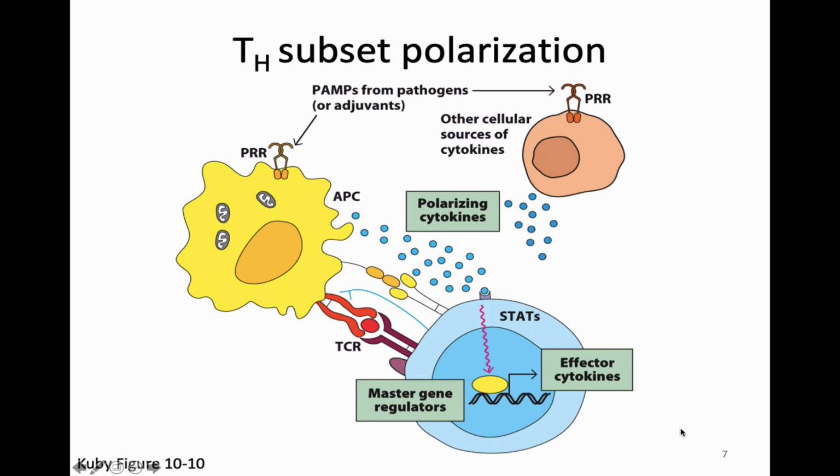And that master gene regulator leads to the transcription of a whole bunch of things in that helper T cell. One of those things would be the effector cytokines that helper T cell subset makes in order to do its job. So in order to talk about a helper T cell subset, it's important to be able to name both what cytokine polarizes the naive CD4 T cell to turn into that subset, what master gene regulator or transcription factor is made by that type of cell, and what effector cytokine is made by that type of cell in order to have some kind of effect.